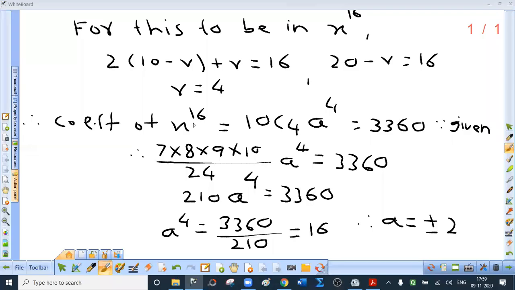So what is the coefficient of x raised to 16? For r equal to 4, 10C4 a raised to 4. But it is given to be 3360. Now 10C4 is 210. So 210 a raised to 4 is this. So what is a raised to 4? 3360 upon 210, which is 16. Take the fourth root. You have to consider both the signs, plus minus. So the answer is plus minus 2.